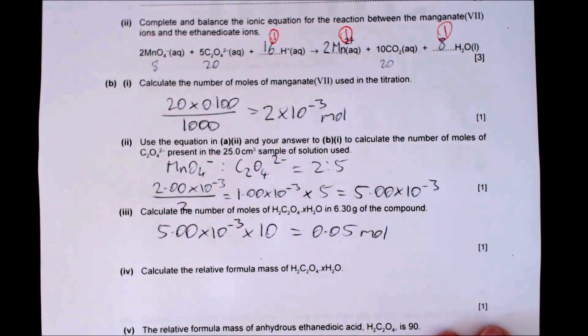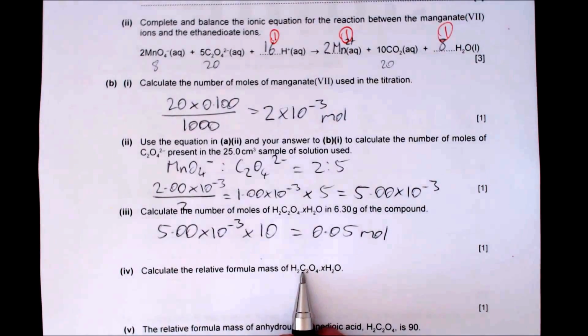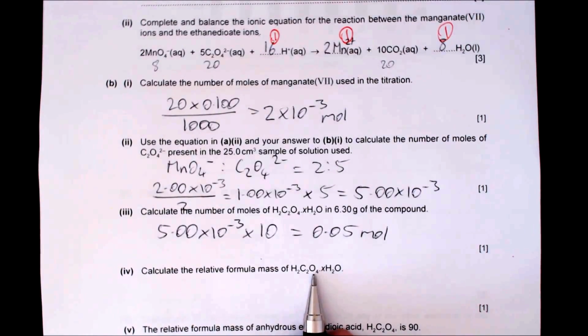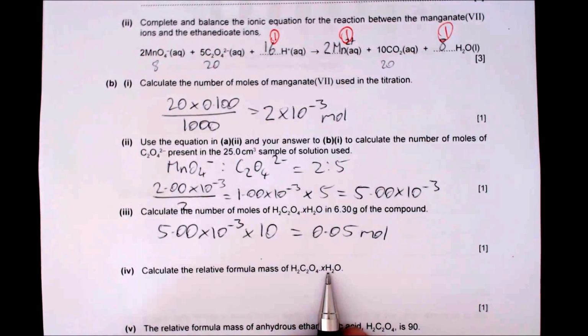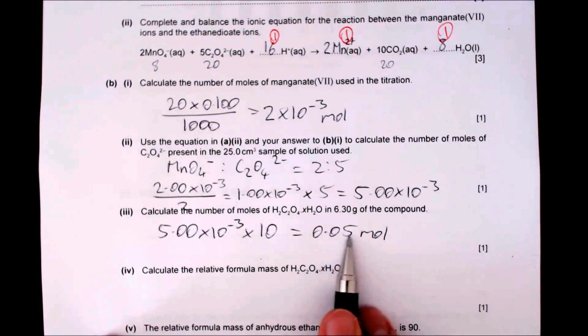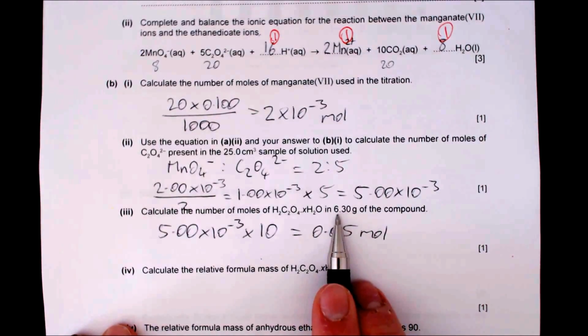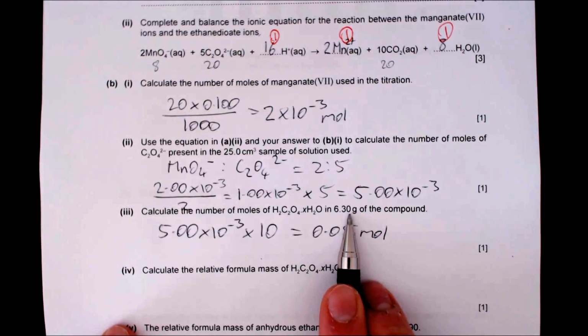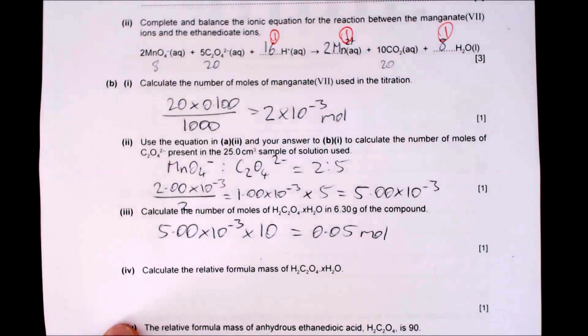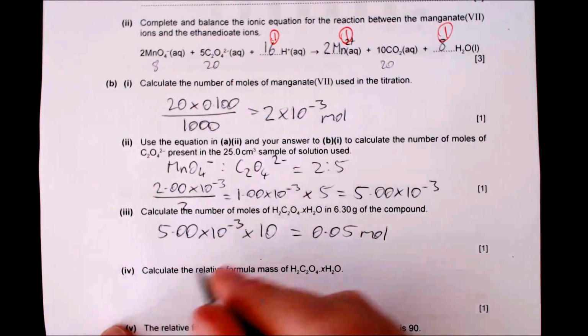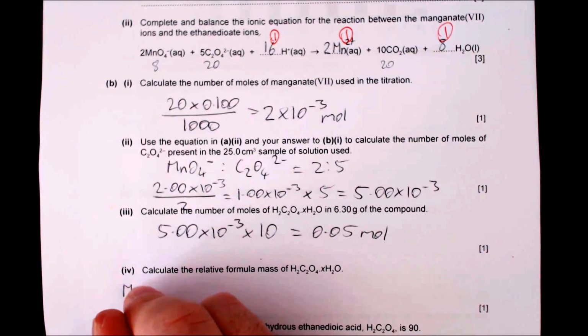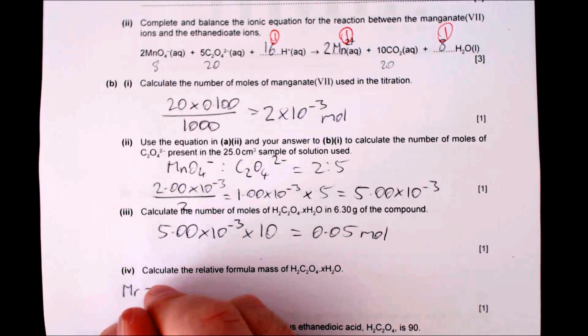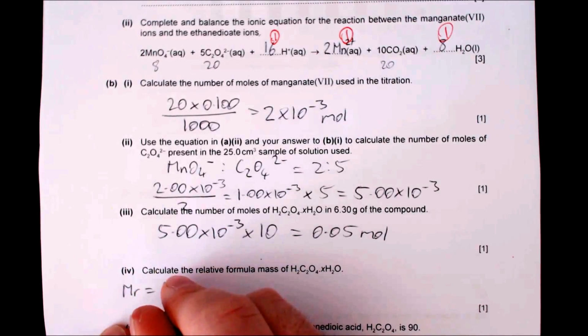And then it says calculate the relative formula mass of H2C2O4.xH2O. Okay, so for the relative formula mass, we have the number of moles, and we also have the mass that was used originally, and it said 6.30 grams. So you can remember from your equations that moles equals mass over Mr. So the Mr, which is the formula mass, is effectively mass over moles.